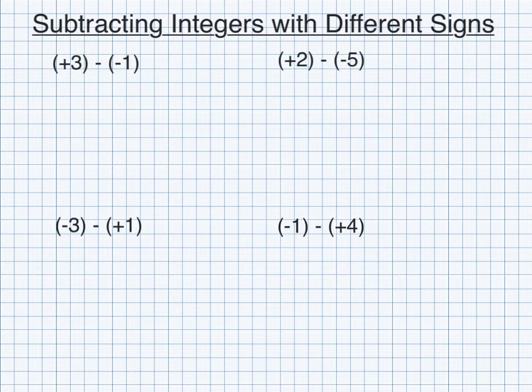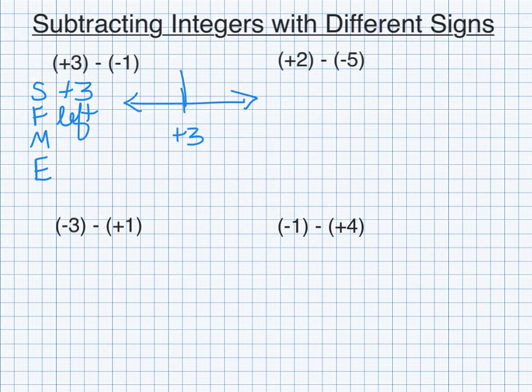Okay, so we're going to be looking at these problems where the integers have different signs. Same setup every single time. Start, face, move, end. I start at positive 3. I face left. Here's my positive 3. I'm facing to the left. I move. This is a negative number, so I move back 1. Moving in that direction. Back 1. So that puts me at positive 4 as my end place and as my answer.